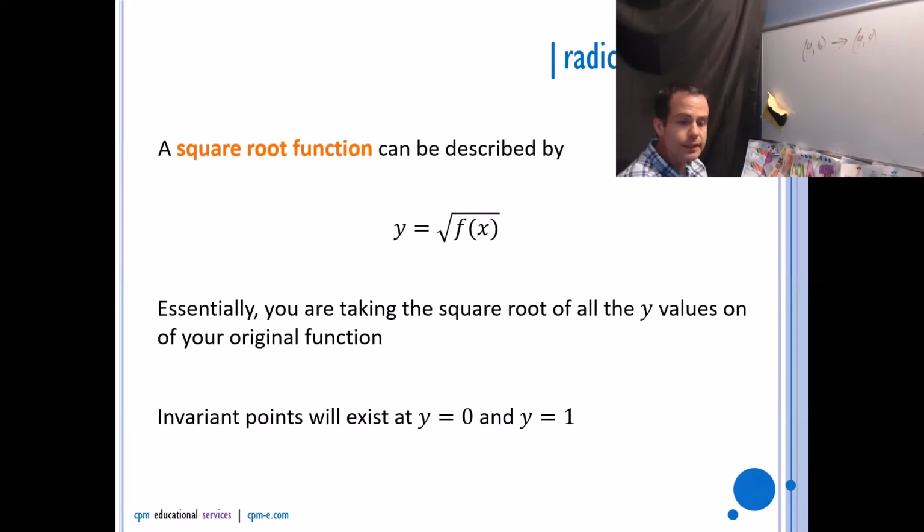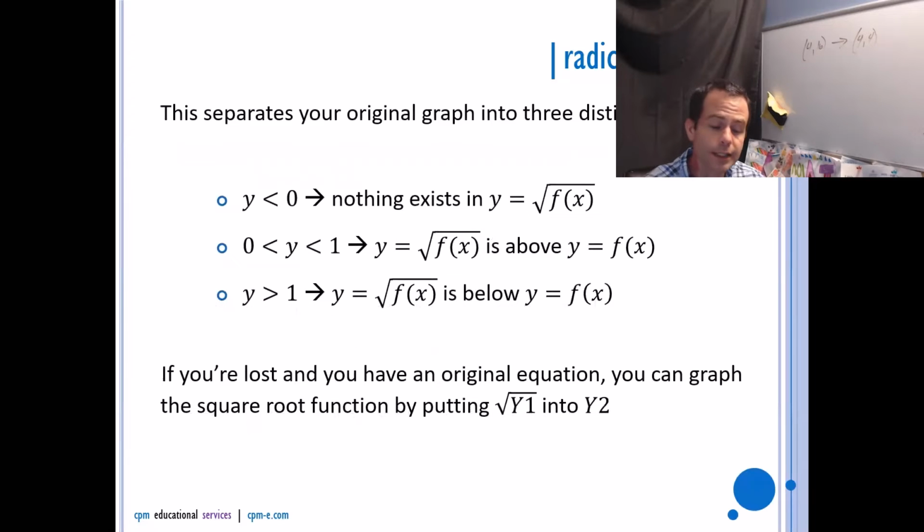Your invariant points will exist at y equals 0 and y equals 1, and that's because the square root of 0 is 0 and the square root of 1 is 1. So those guys won't be altered at all. Now, when I do that, I separate into 3 distinct regions. So say I just had, for an example, a line that looks like this, and then I saw that I had an invariant point at 0 and at 1. So there and there we'll say is 0 and 1. So what I want you to notice is I'm splitting this up. These are not asymptotes. I'm just showing you the region there, but I'm splitting this up into 3 different regions.